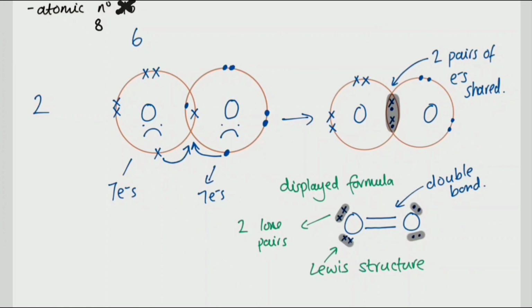The molecular formula for oxygen tells us that there are 2 oxygen atoms bonding together, but it doesn't tell us anything about how they're bonding or whether a double bond is formed or a single bond. For that, you need to draw out the dot and cross diagram or draw a displayed formula.